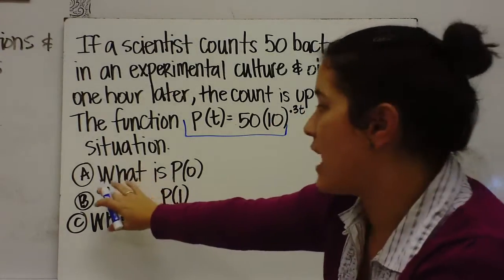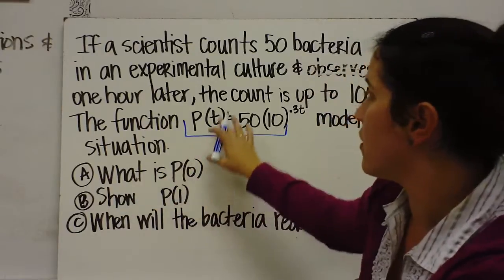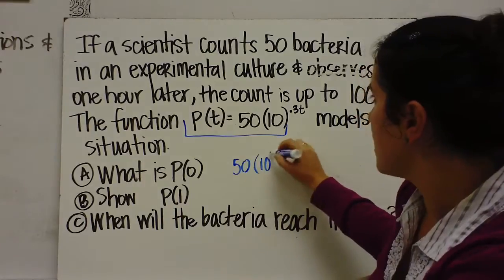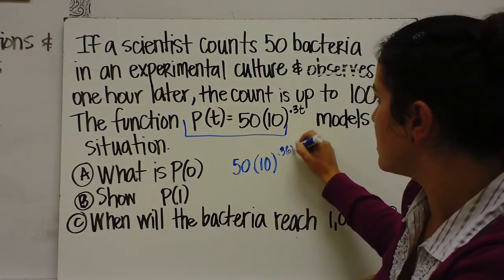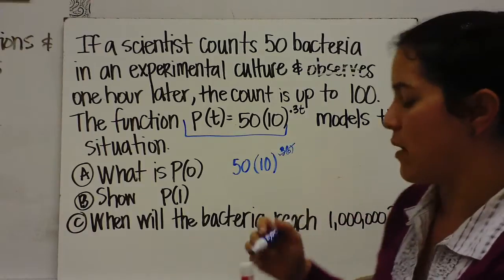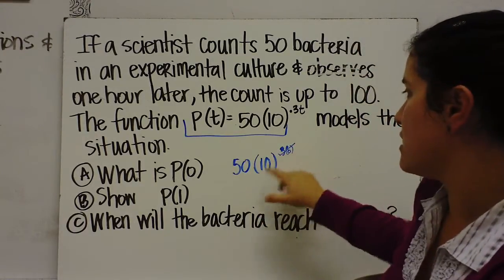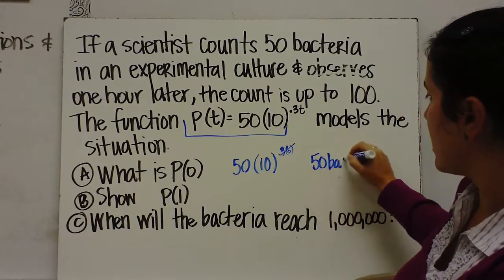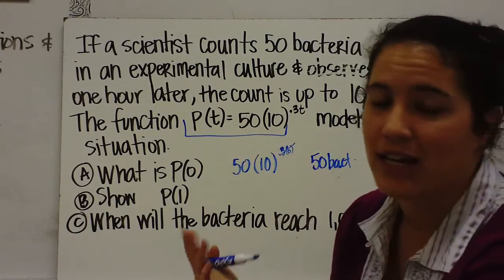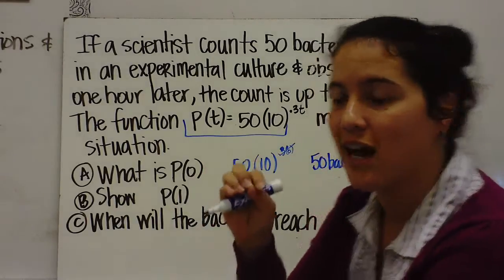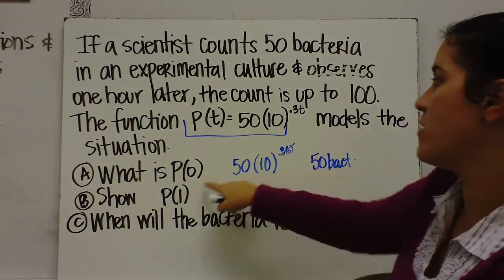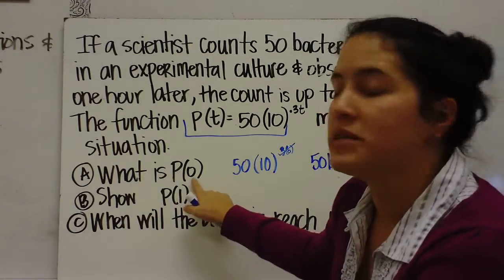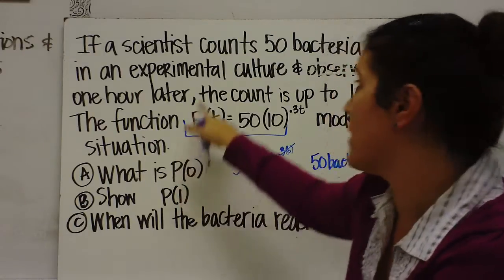So a few questions. A, make sure you write all this down. What is P of 0? So P of 0, that means when t is 0. 50 times 10 to the 0.3 times 0. Well, this is going to be 0, and anything to the 0 power is 1, so it's just going to be 50. And what that means is that at 0 time, meaning hours, days, years, whatever, at 0 time, you're going to have 50 bacteria. So P of 0 is 50. And that should make sense because that's your initial amount. When your t is 0, when your x is 0, your initial amount is 50 bacteria.